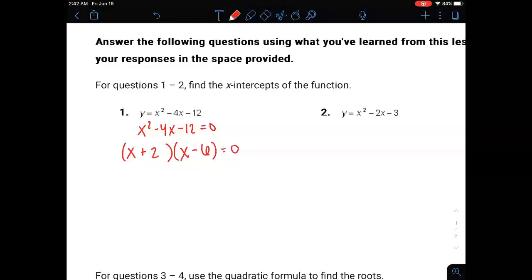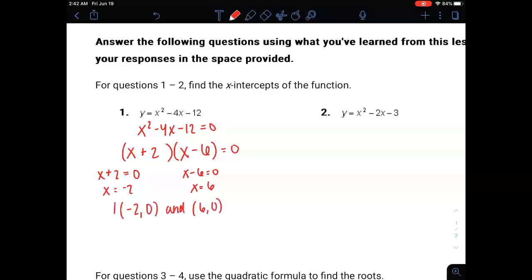So that's still equal to 0. Now what I'm going to do is use my zero product rule and set both of these equal to 0. So x is going to equal negative 2 and x is going to equal positive 6. All right, so those are my two x values. So what those coordinates look like is negative 2, 0 and 6, 0. So those would be my final answers.